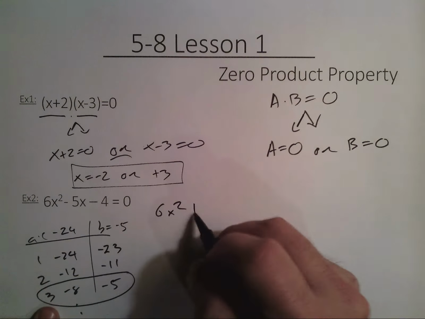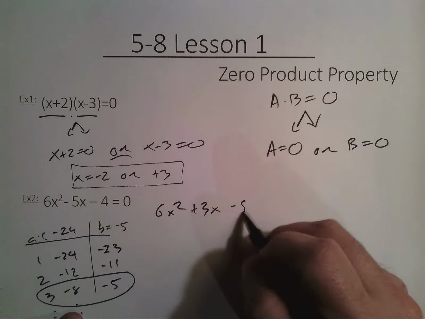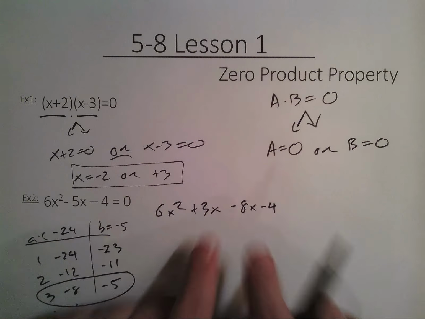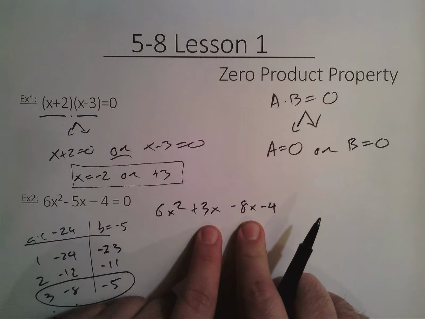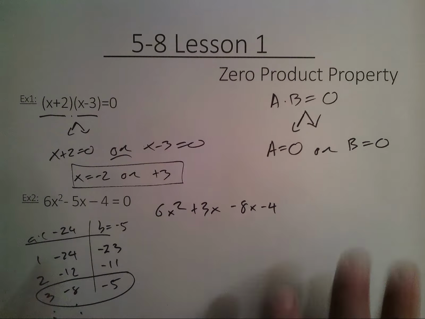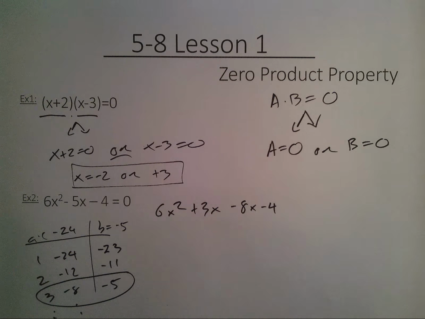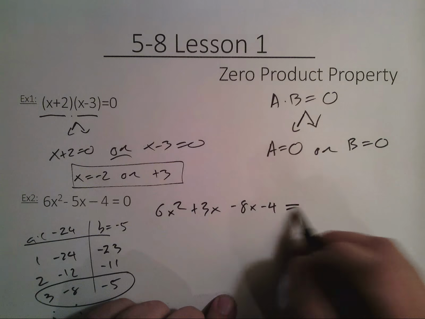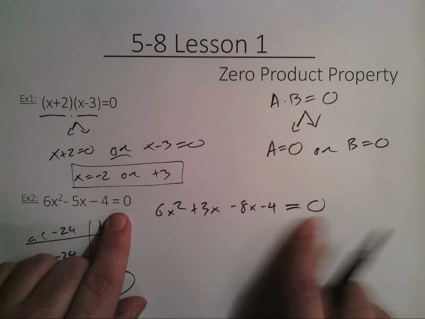+ 3x - 8x - 4. And remember, it doesn't matter if I write it as plus 3x or minus 8x. If those are in the other places, I'll still be able to factor it. Just my product will be, instead of 2 times 3, 3 times 2. It just changes the order, so it doesn't make a difference. And of course, remember, this still equals 0.